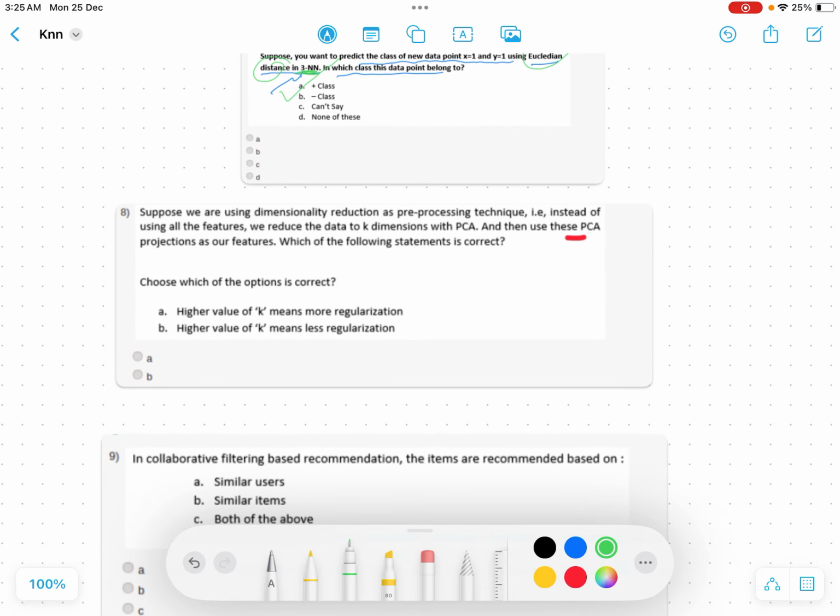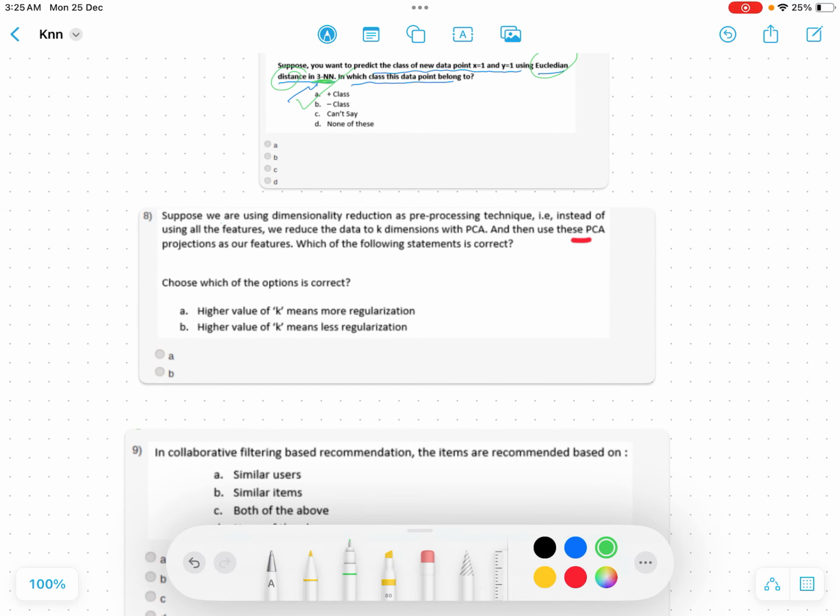Okay, now let's look at question number 8. Suppose we are using dimensionality reduction as a pre-processing technique. Dimensionality reduction, such as PCA, principal component analysis, is one technique where you can look at the features that are dependent on other features, and then you can neglect those features. There are various techniques to reduce the dimension of your features.